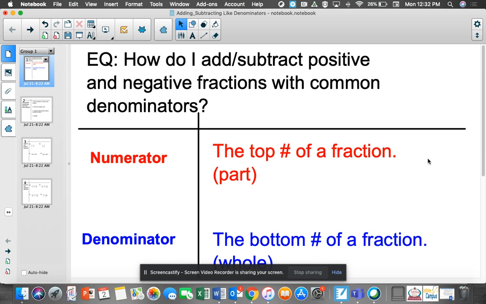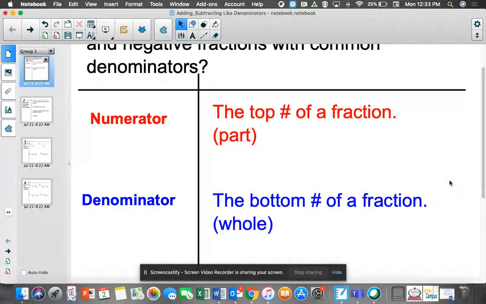Hello everyone. Today we are going to have a really short lesson on how to add and subtract positive and negative fractions with common denominators, or the bottom number being the same. First we have to understand the parts of a fraction. The numerator is the top number of a fraction, or the top part of the fraction. The denominator is the bottom number of a fraction.